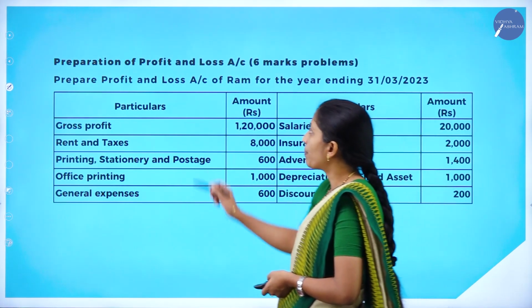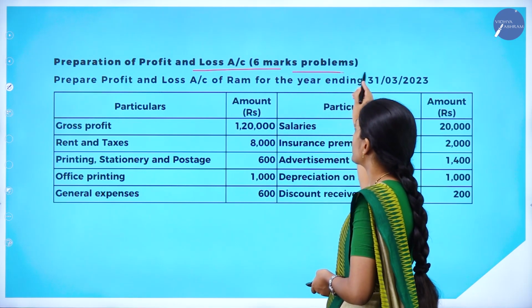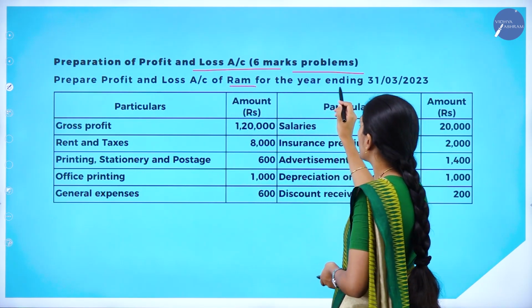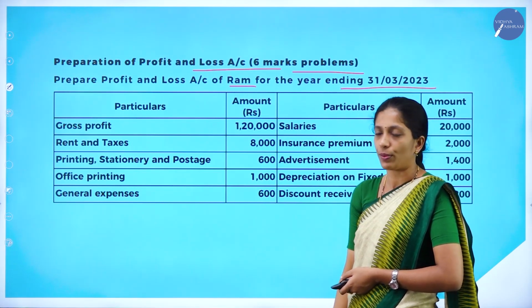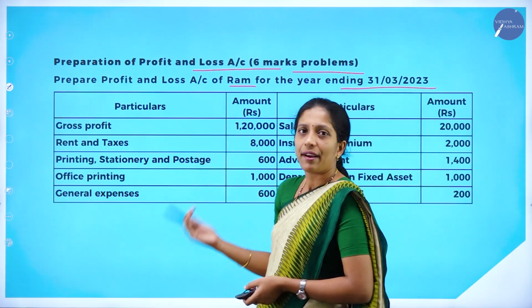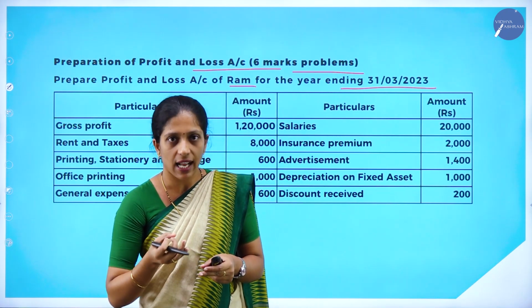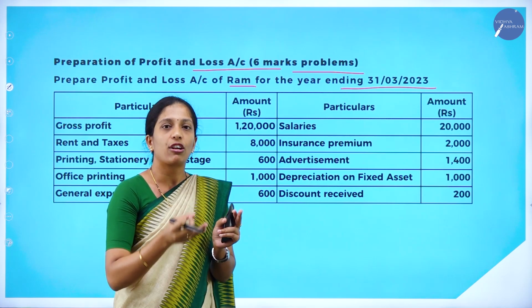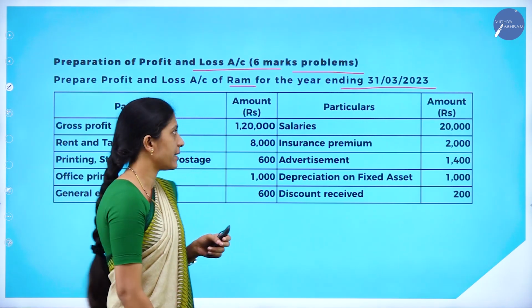So go through this preparation of profit and loss account. It's a 6 marks problem. Prepare the profit and loss account of Ram for the year ending 31st March 2023. Whatever they have given, these are all indirect expenses and incomes. So here itself, we shall segregate them, whether you have to record in the debit side or credit side.